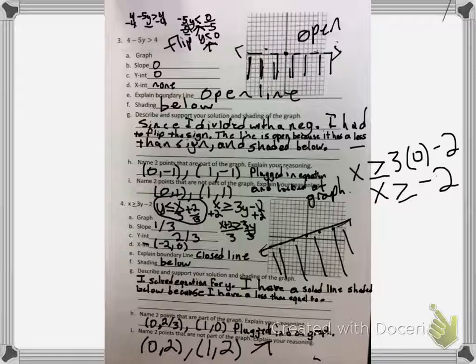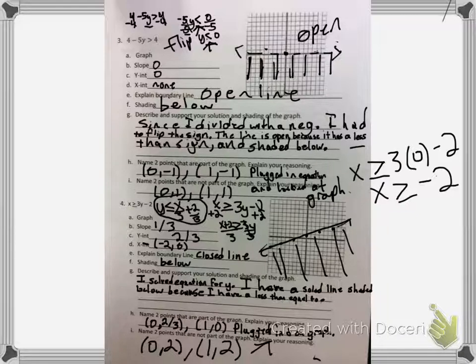Explain my boundary line. It's an open line, and it's shaded below. Describe and support your solution and shading of the graph. Since I divided with a negative, I had to flip my sign. The line is open because it has a less than sign and shaded below.